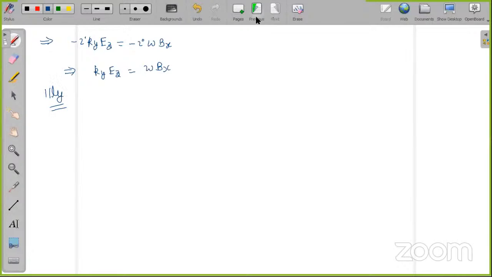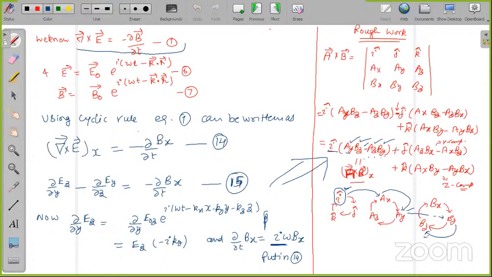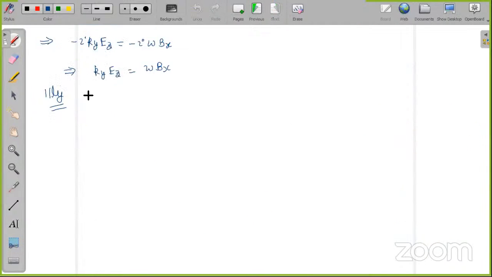Similarly, now see, I have broken this equation into one component only. I have used only the x component. If I use the same theory of equation 1 for the y component, what should I get? Please tell me. Sir, kz Ex is equal to omega By. Very good. Similarly, what comes after z? X. Ax. Yes, very good. Ey will be equal to omega Bz.